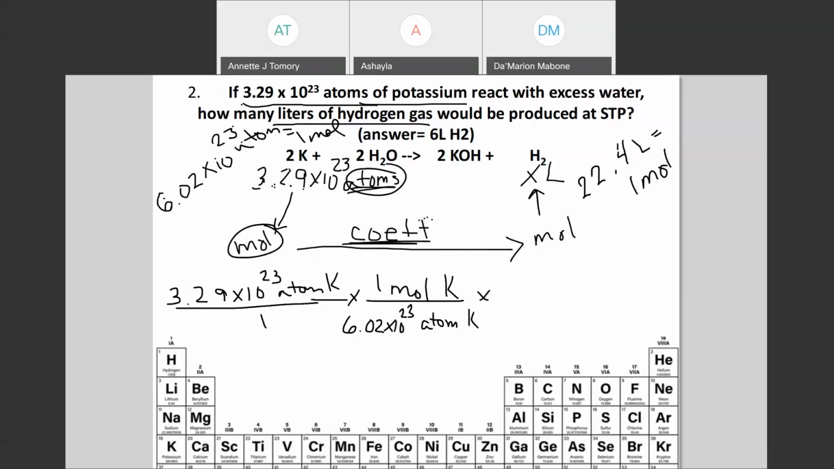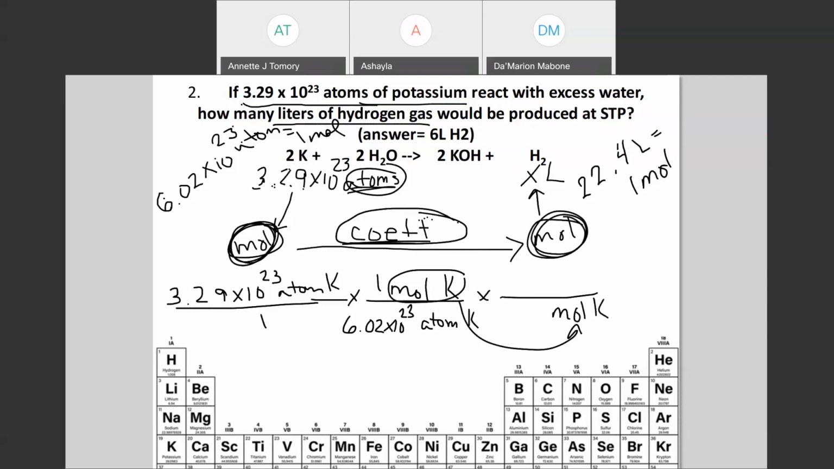All right, so we have moles of K on top. I need to put that on the bottom of the next one, right? Now that I'm in moles of K, I can get over to the moles of hydrogen by using the coefficient. So what's the coefficient of potassium? 2.